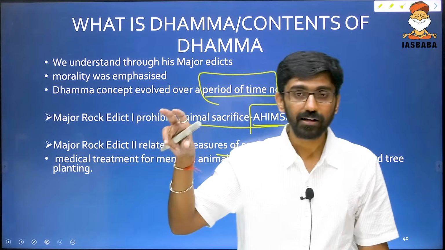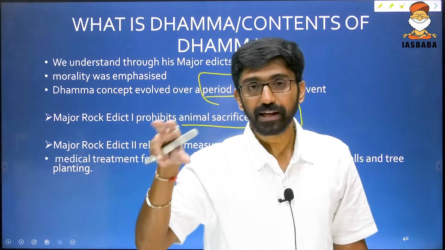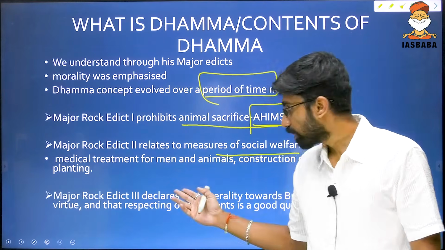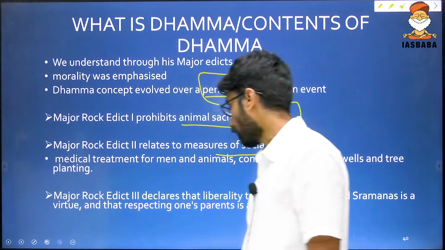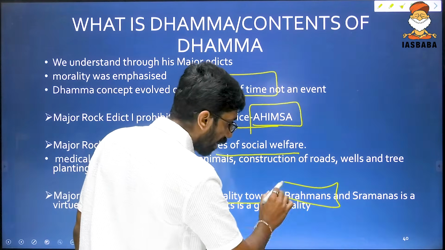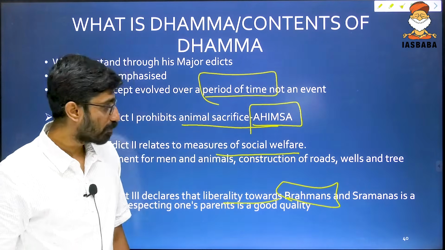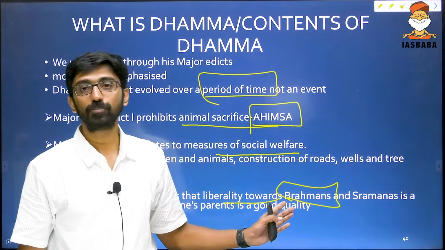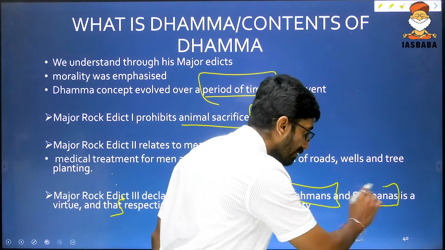So rather, it is the duty of the government to bring every community together. Now, Major Rock Edict 3 declares, very simply, liberality towards Brahmanas, because many people have criticized Ashoka as being against one particular Varna. No, he talked about being open-minded towards Brahmanas as well as Shramanas. Now, what are these Shramanas?